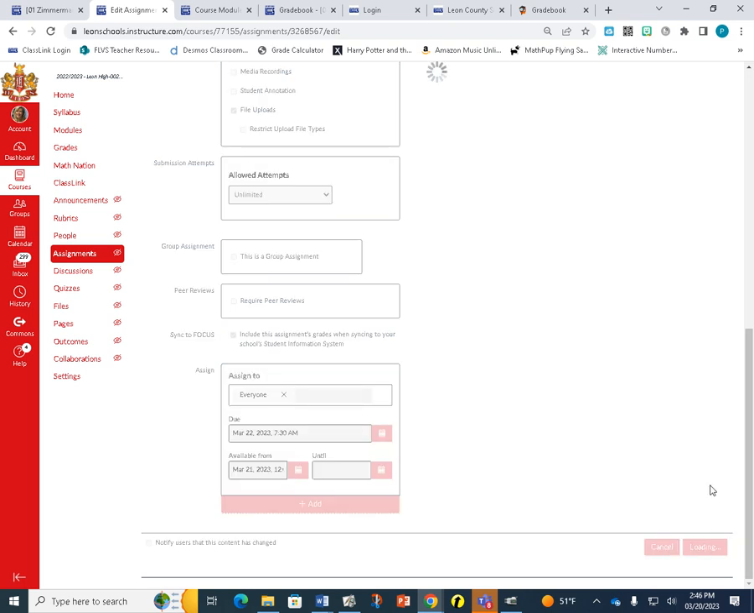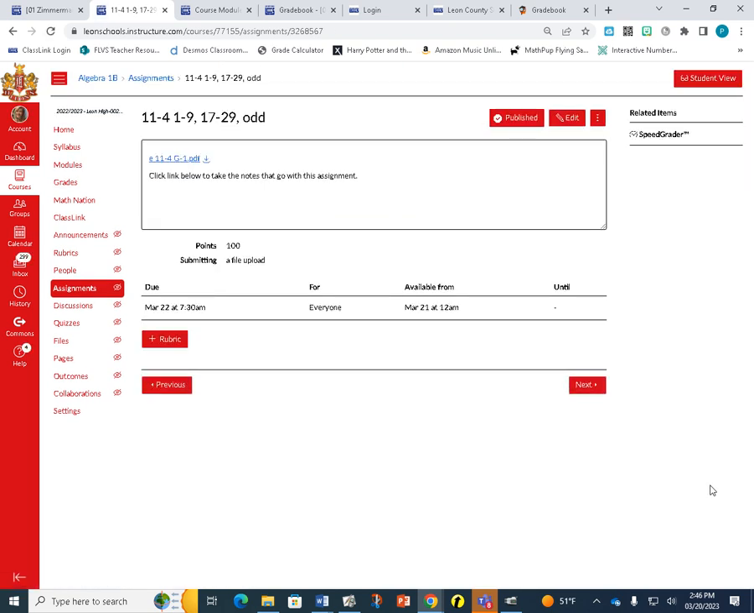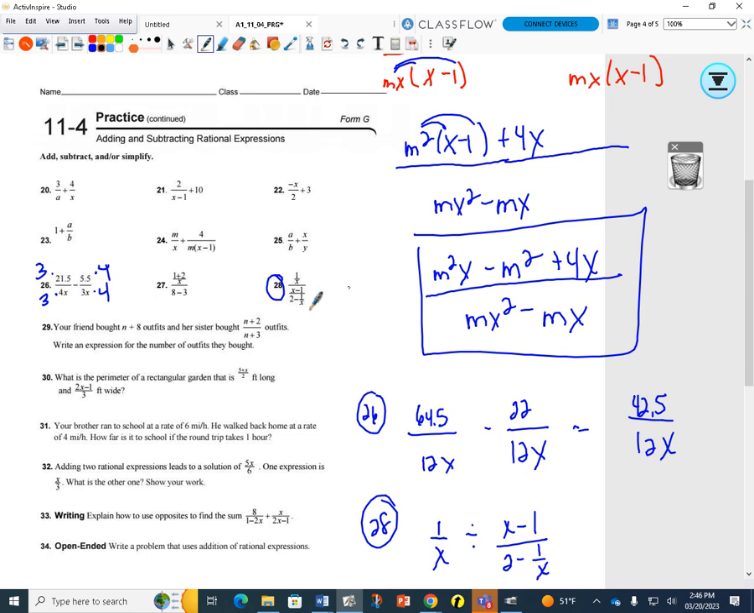And for number 29, your friend Bob. Remember that number 29 is a sum. So I'm giving you the hint. It's a sum. That means for number 29, your friend bought n plus 8 outfits and her sister bought n plus 2 over n plus 3 outfits. Write an expression for the number of outfits they bought. If I bought 2 outfits and you bought 3 outfits, we wanted to know how many in total we bought, we would add 2 plus 3 and get 5. But we have to now add these algebraic expressions, and you're going to have to get like terms for that. So for number 29, don't forget to get like denominators, but you are going to be adding those.